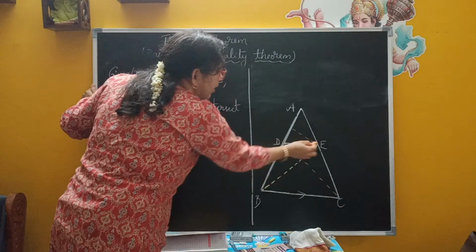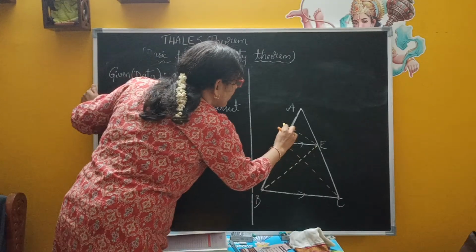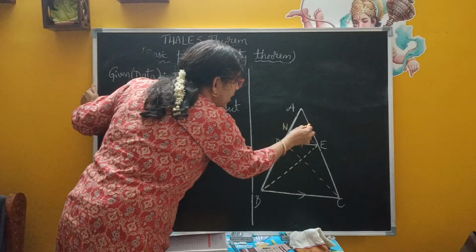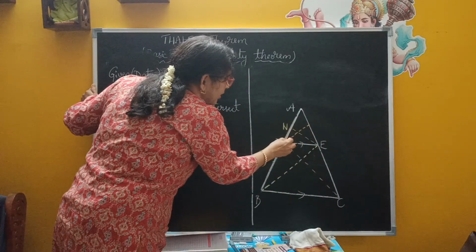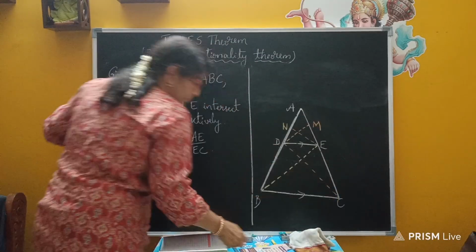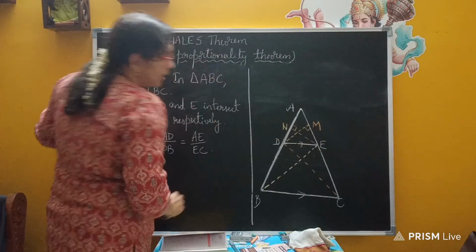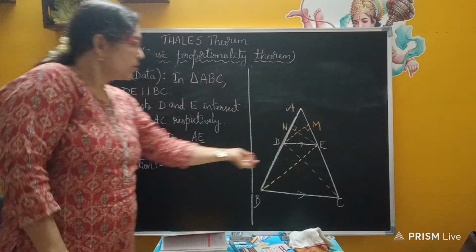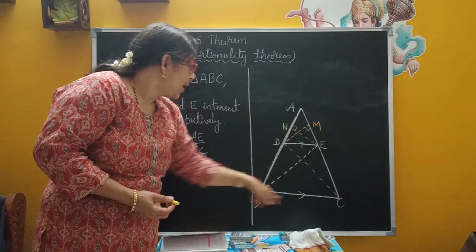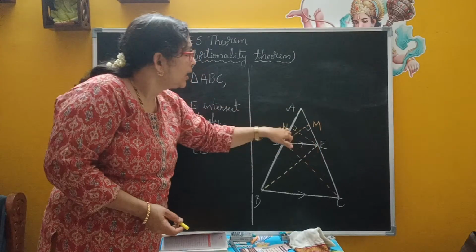And I draw EN perpendicular to AB, and DM I draw as one more perpendicular, perpendicular to AC. So both are perpendicular. What does it mean? They are making 90 degrees with that. So this is the additional construction we have done: join BE and CD, and here draw DM perpendicular to AE and EN perpendicular to AD.